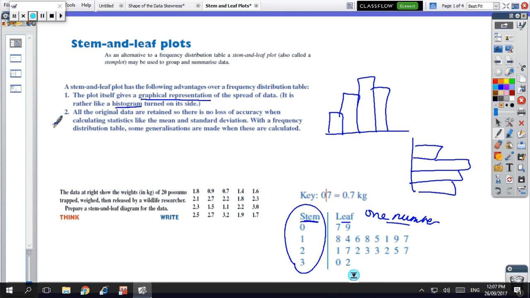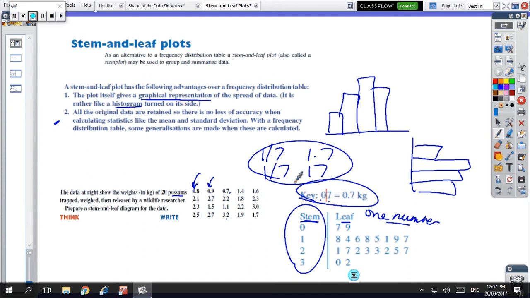So here's an example where you've got the weights of possums. You've got 1.8 kilos, 3.2 kilos, 0.7 kilos. So the first number is a 1, the first number is a 0, and the key has to always be given to you. They have to tell you what the numbers mean. So 0|7 means 0.7. Because for instance 1|7 in this particular data could be 1.7, and 1|7 in another set of data could be 17. So they have to tell you what the scale is.